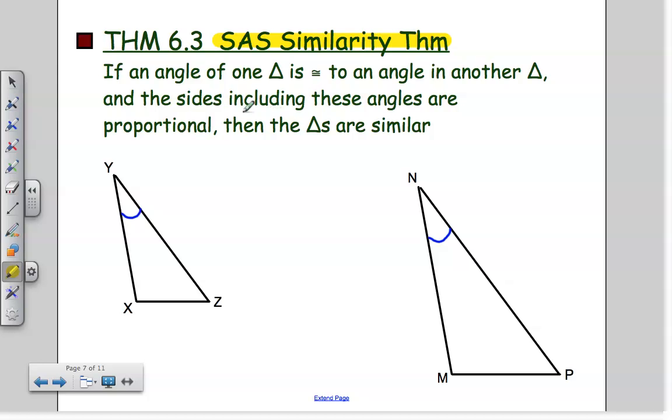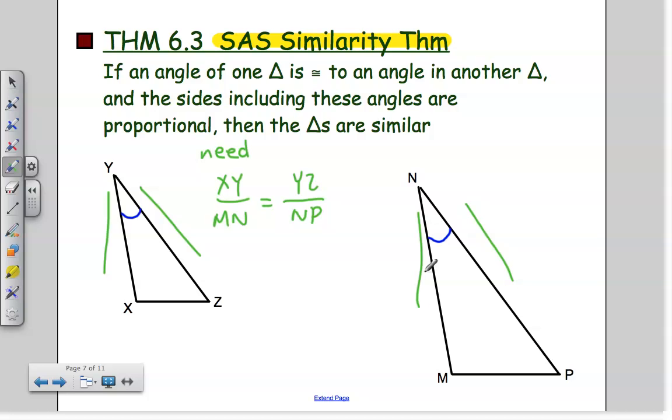Remember, with included angle, it's the angle between the sides we're looking at. So if the sides including these angles were proportional, in this case, I would need sides XY and YZ to be proportional to MN and NP, because those are the sides around this angle. So I would need this to be true. I would need side XY in comparison to side MN to be in the same ratio or proportion as sides YZ compared to NP. Again, the reason why is because these are the two sides around, or including, that angle.